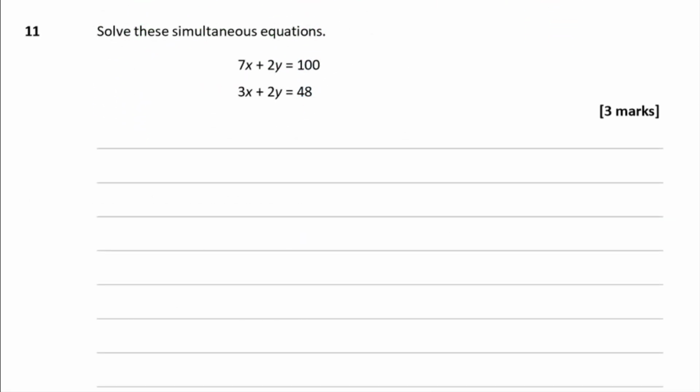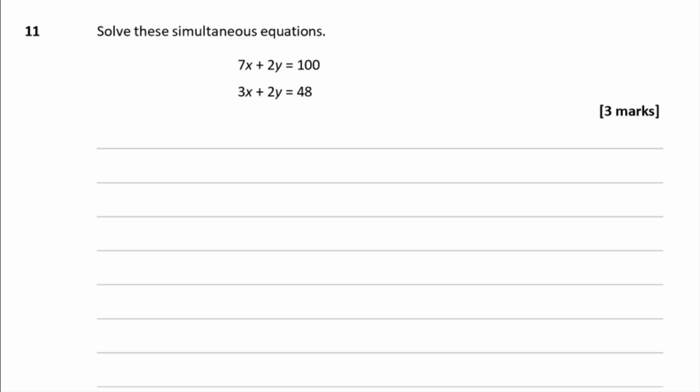Question 11. Solve these simultaneous equations. I've got 7x plus 2y equals 100, and 3x plus 2y is equal to 48. Now, you actually know 3 methods for solving simultaneous equations for your GCSE exams, or you should know 3 methods. You've got solving by elimination, solving by substitution, and solving graphically. So no graphs here, so it's definitely not that one. So are we going to eliminate, or are we going to substitute here?